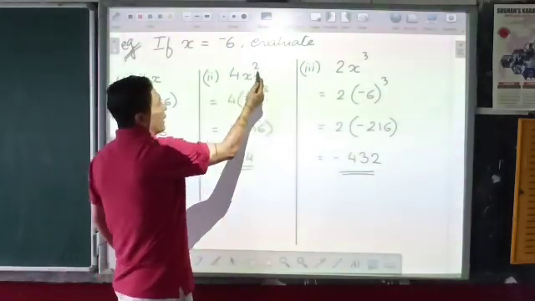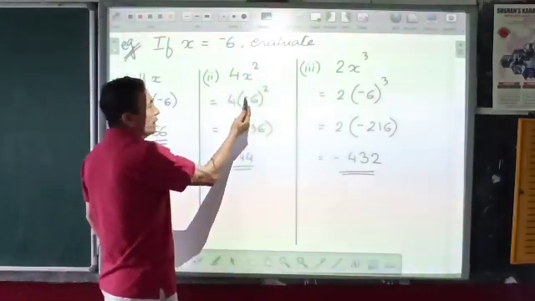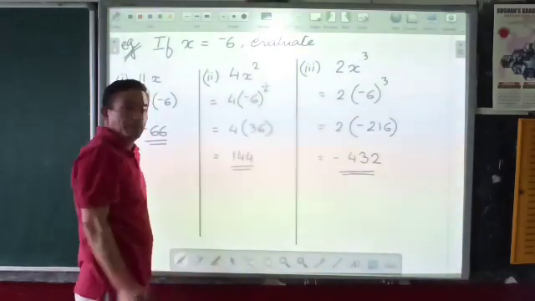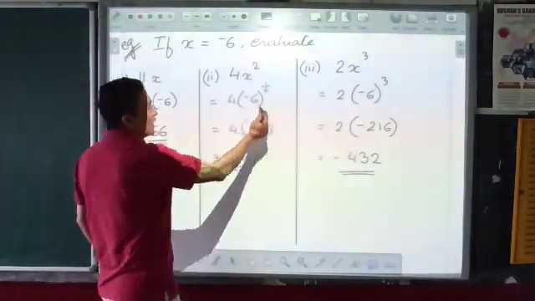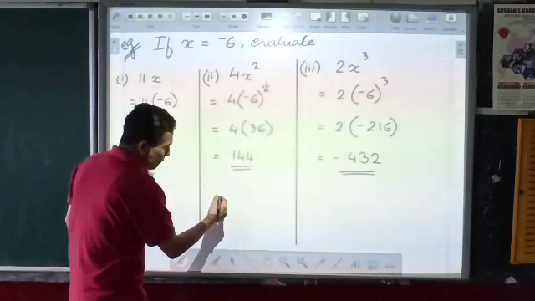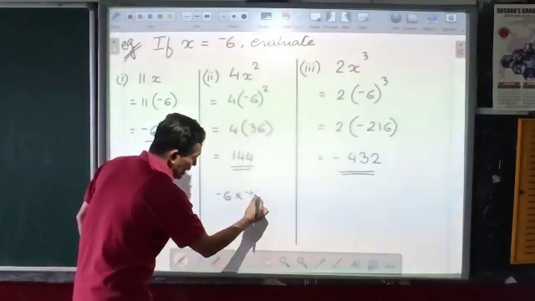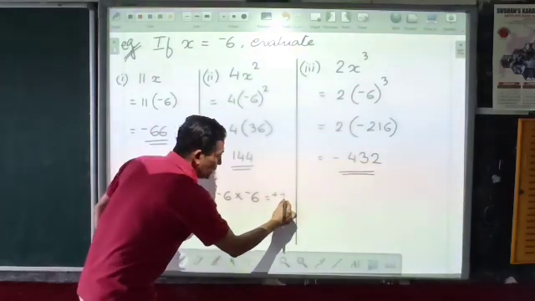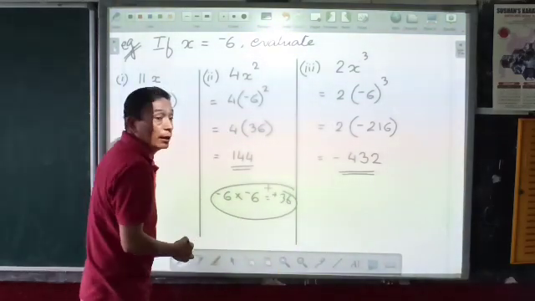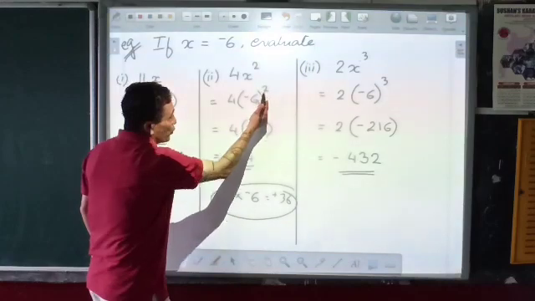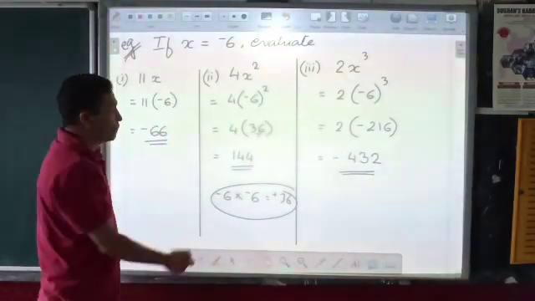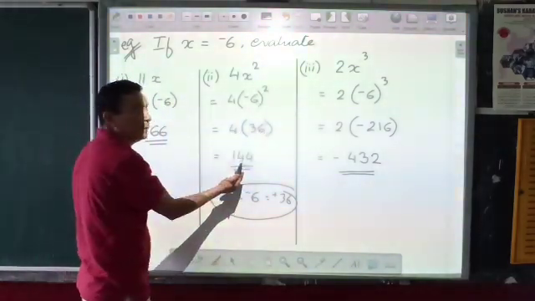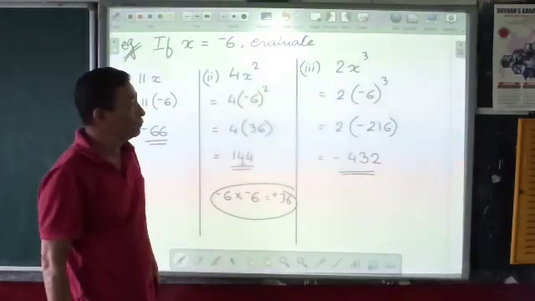Second one, 4x squared, 4 into minus 6 squared. Now when I calculate minus 6 squared, minus 6 multiplied by minus 6, minus into minus is plus, 6 into 6 will be 36. So minus 6 squared will be 36. So 4 into 36 will give me 144.